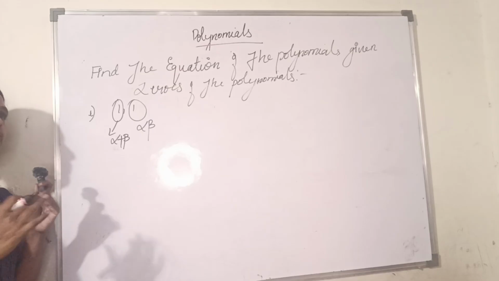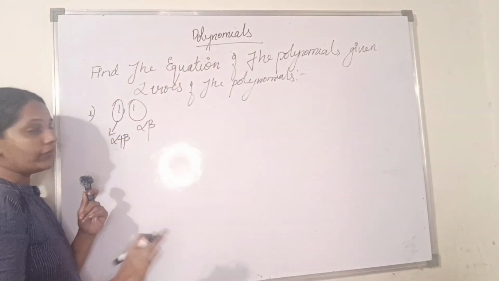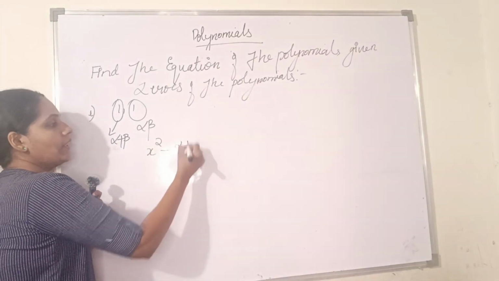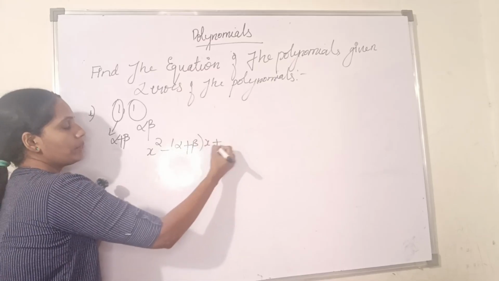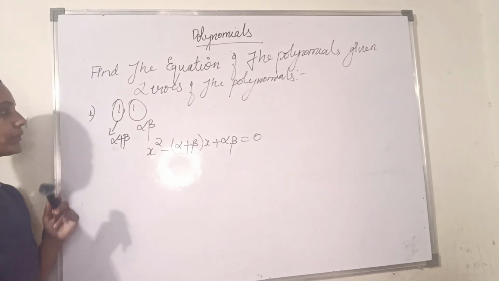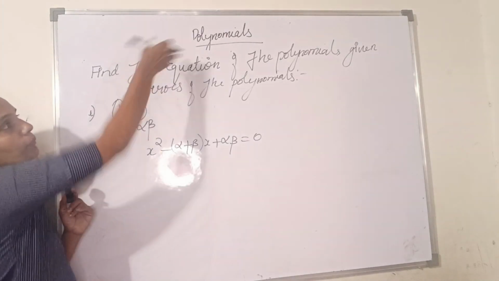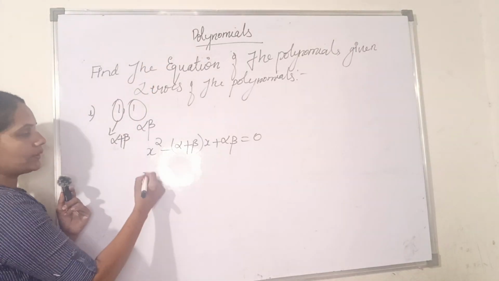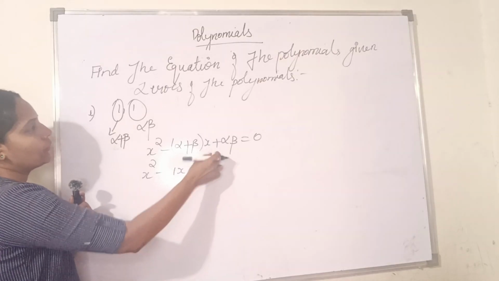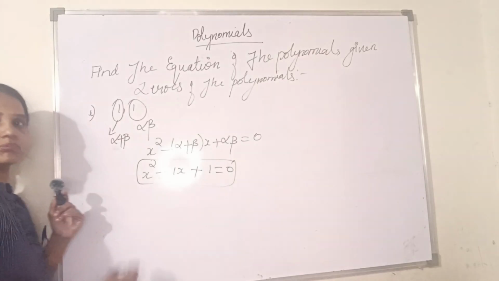Now there is a standard format equation to find the equation of the polynomial where you can substitute these values. x square minus alpha plus beta into x plus alpha beta is equal to 0. This is the standard equation where you can substitute the given values, that is the zeros of the polynomial values, and you will get the equation for the polynomial. Simple question. x square minus, alpha plus beta is what? 1x. What is the alpha beta value? 1 equal to 0. Now this is the polynomial equation.